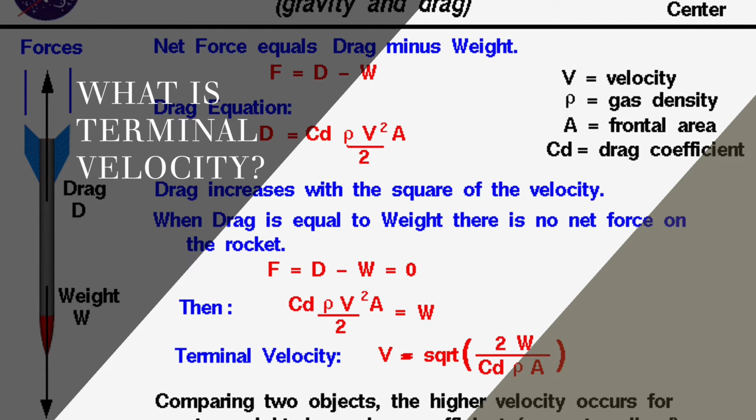So what is terminal velocity? Terminal velocity is the speed at which an object falls when the drag force becomes equal to the downward force due to gravity, causing a net force of zero and in turn zero acceleration.